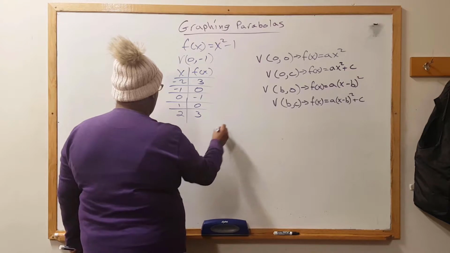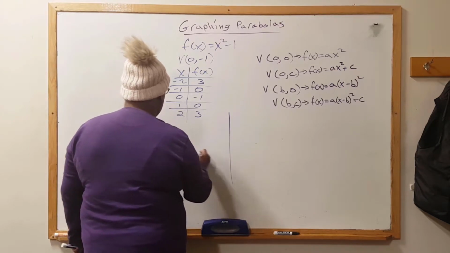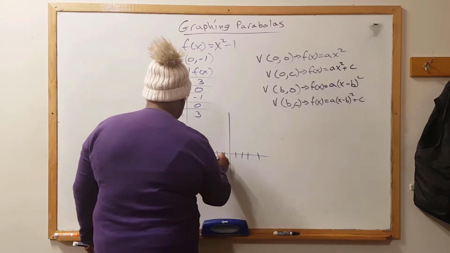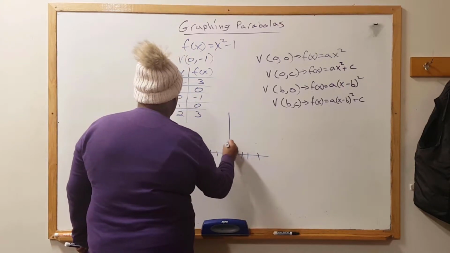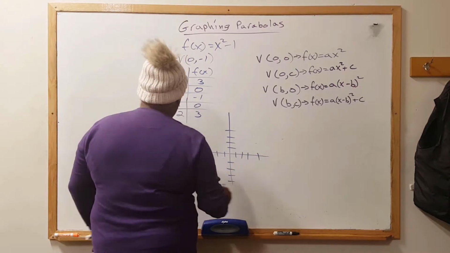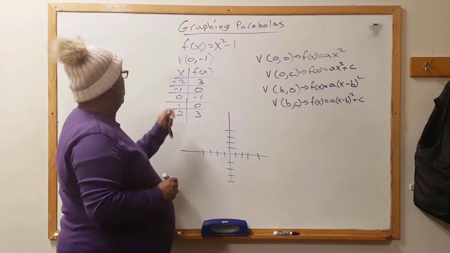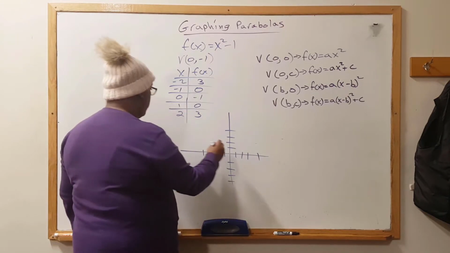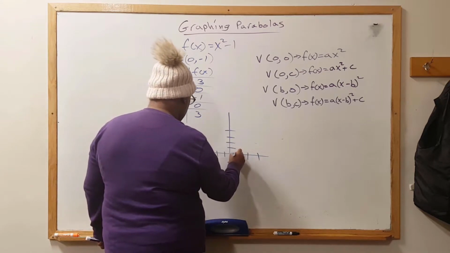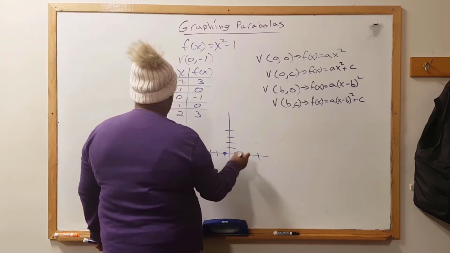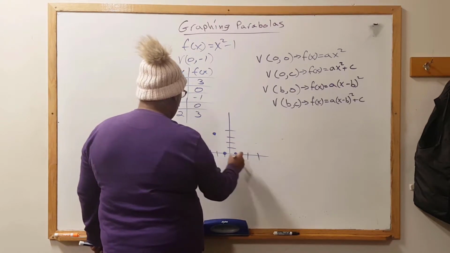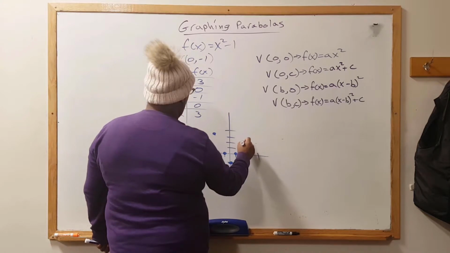So to graph it, you go 1, 2, 3, 4 on each axis direction. And we can plot our points. Always start with your vertex. 0, -1 is down here. Then we have 1, 0, -1, 0. We have -2, 3, and we have positive 2 and 3.